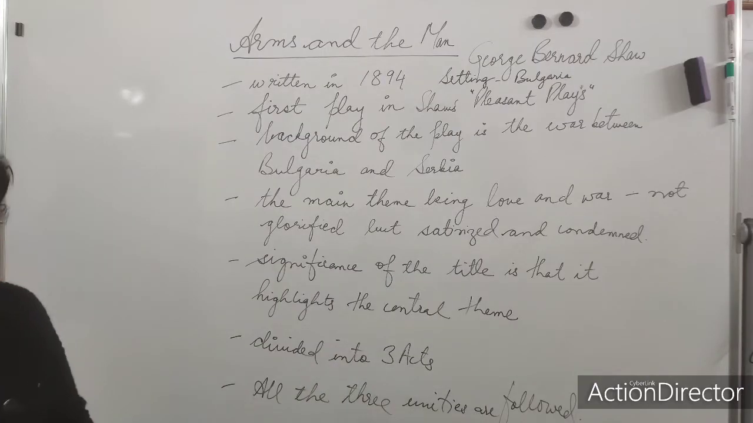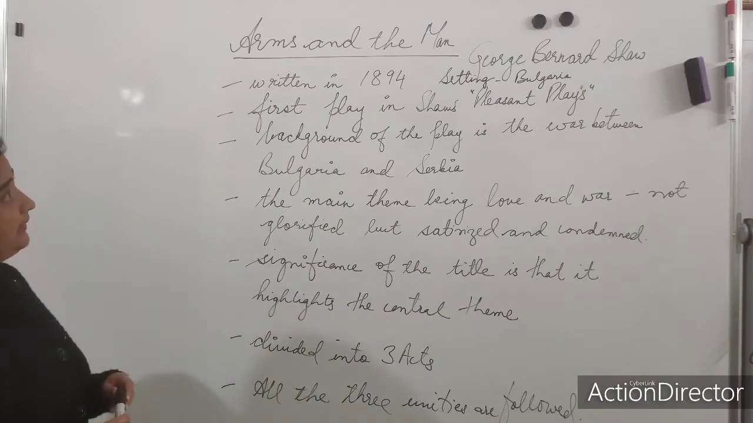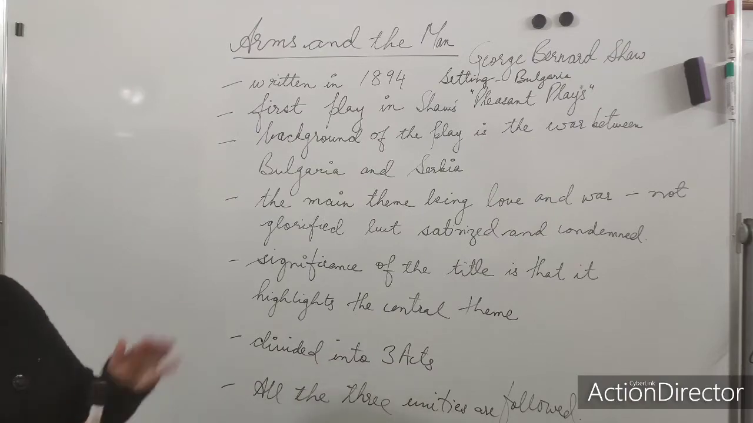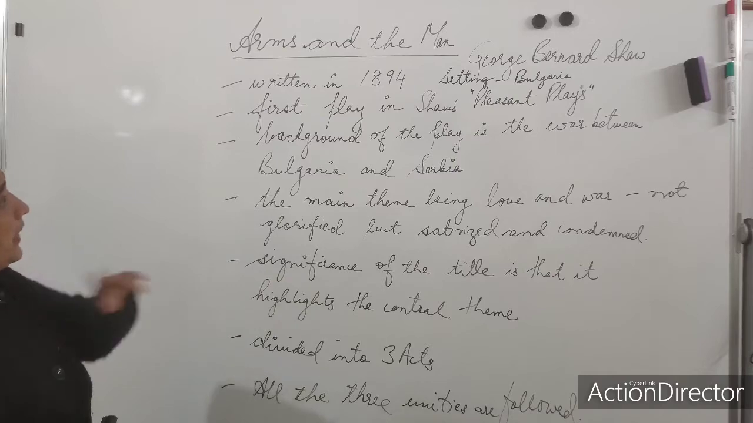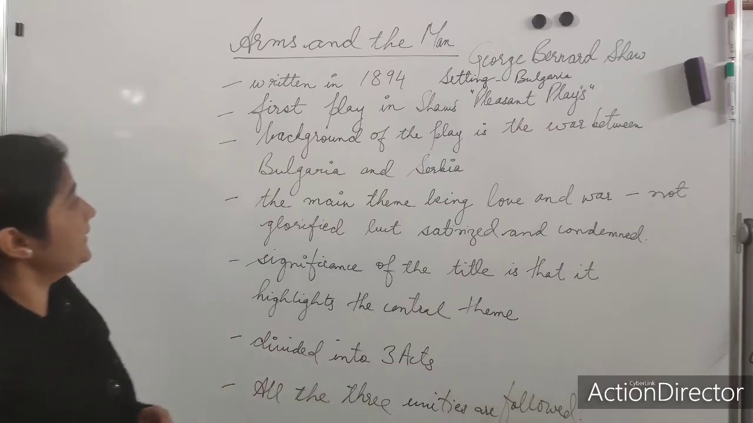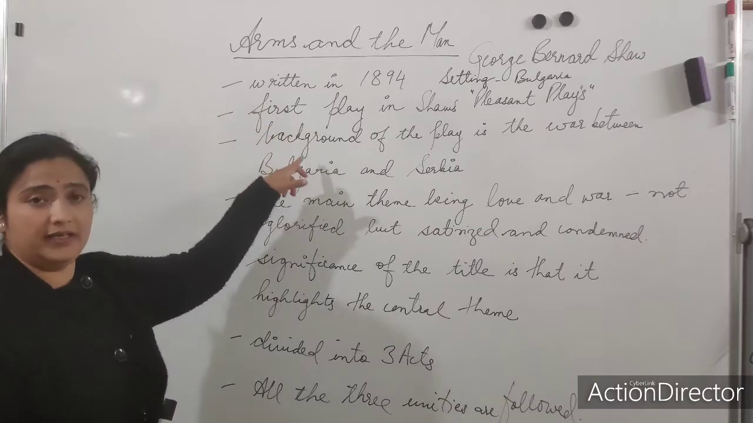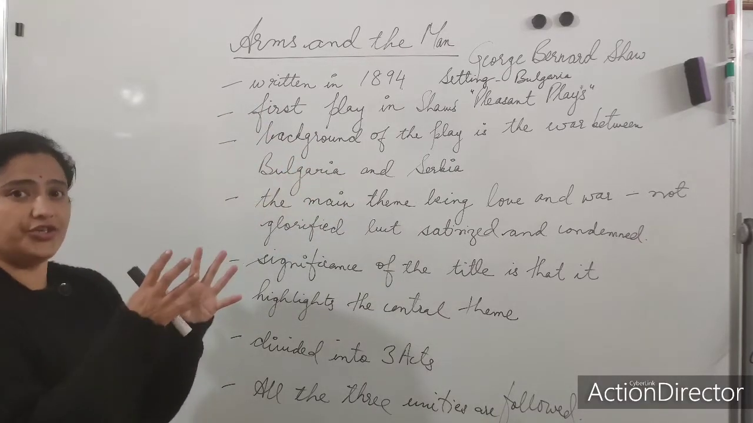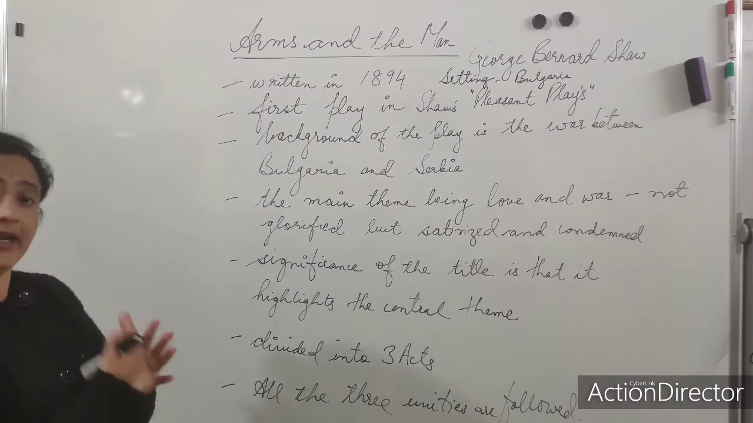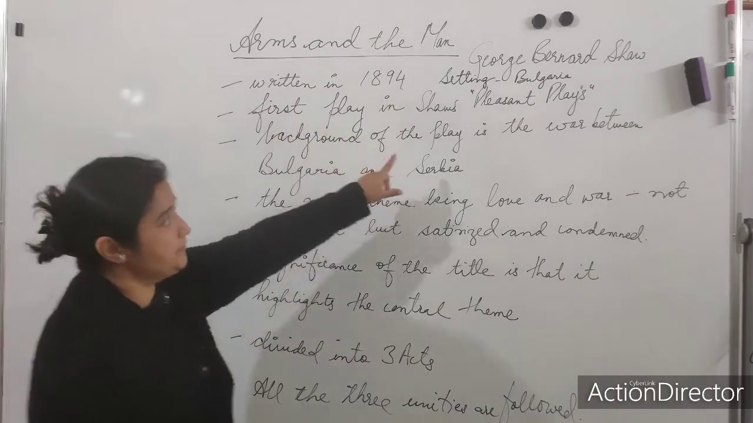Let us talk about some key facts as far as the play Arms and the Man by George Bernard Shaw is concerned. First of all, it was written in the year 1894, and the setting of the play is Bulgaria. Though I've already mentioned this, this is the first play in Shaw's trilogy which he called Pleasant Plays. I've already told you he wrote Pleasant Plays and Unpleasant Plays, two trilogies, and Arms and the Man is the first play in this trilogy.